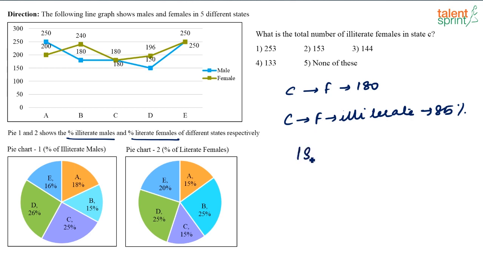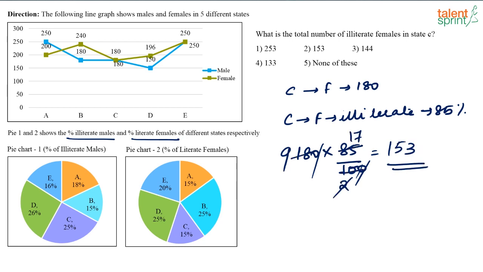So what is the number that we are looking for? 180 into 85 by 100. Correct? That is nothing but how much is that? You will get it as 153. Correct? Yes, 153, that is option 2.